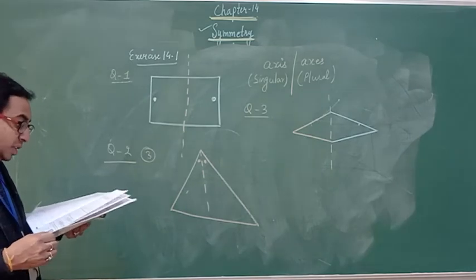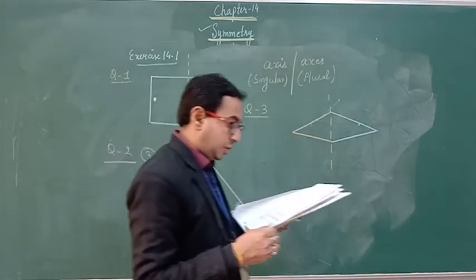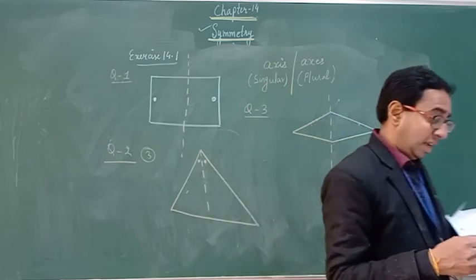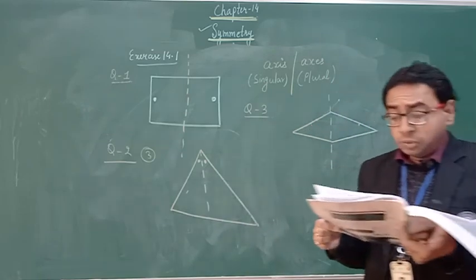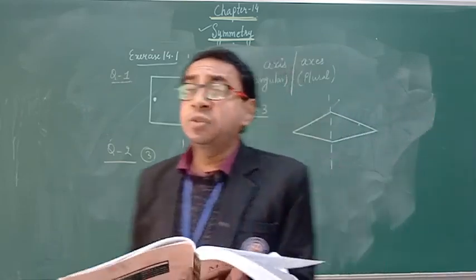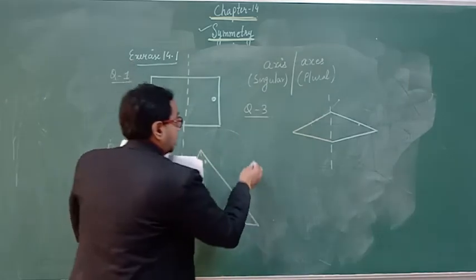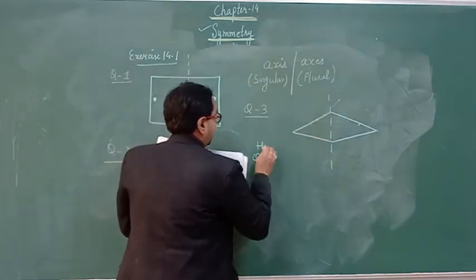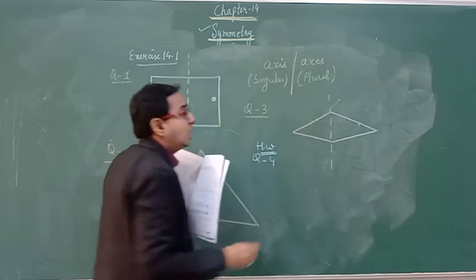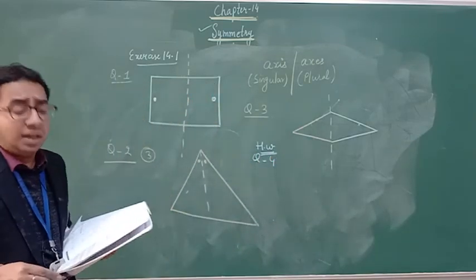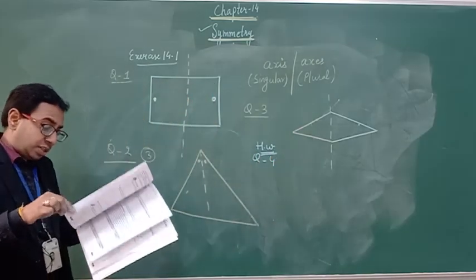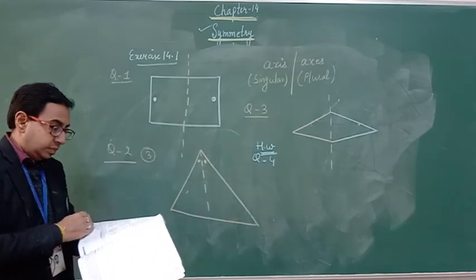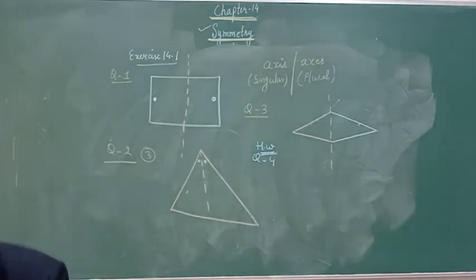Question number 4. The following figures have more than one line of symmetry. Such figures are said to have multiple lines of symmetry. So, in the figures we have to see the multiple lines. Question number 4 is your homework. You have to find which has only one line of symmetry or multiple lines of symmetry. Right? Let's see question number 5.